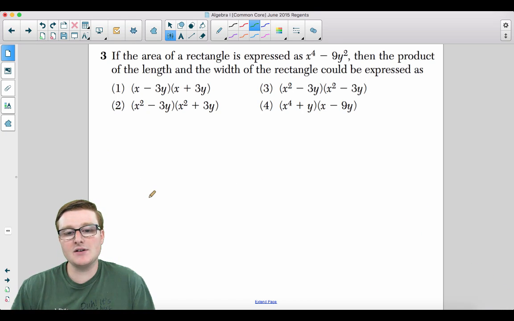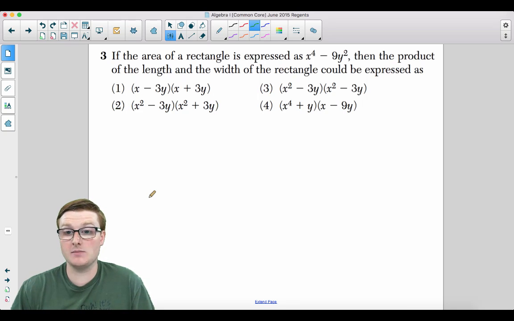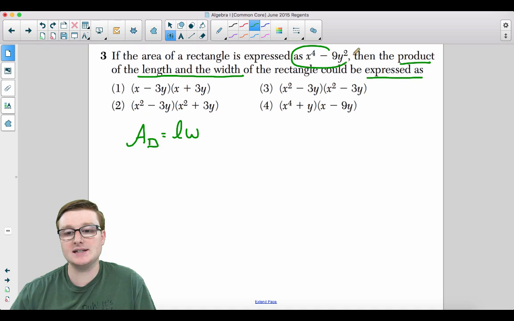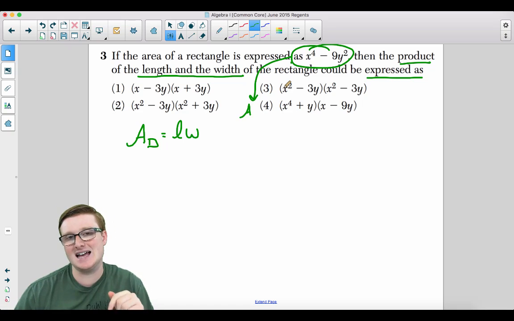If the area of a rectangle is expressed by x to the 4th minus 9y squared, then the product of the length and the width of the rectangle could be expressed as what? So you need to know that the area of a rectangle could be represented by length times width. This is the area itself, so that's capital A. They're asking you what could be the length and the width expressed as.